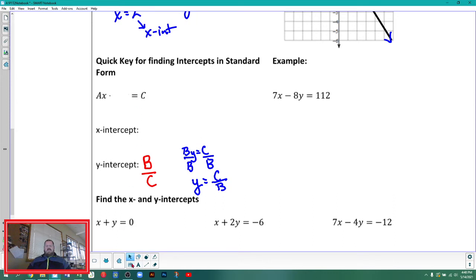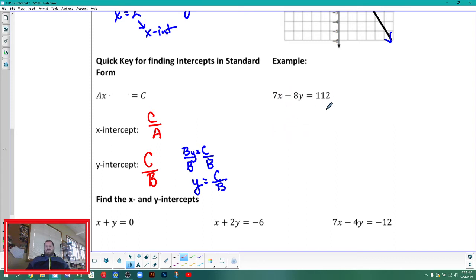The same thing happens with the x, that every time it's a times x equals c. And then I would divide both sides by a. I just wrote that wrong. Sorry. And so when I solve it for the x-intercept, it's always c over a. And now that can make things go a little bit quicker.